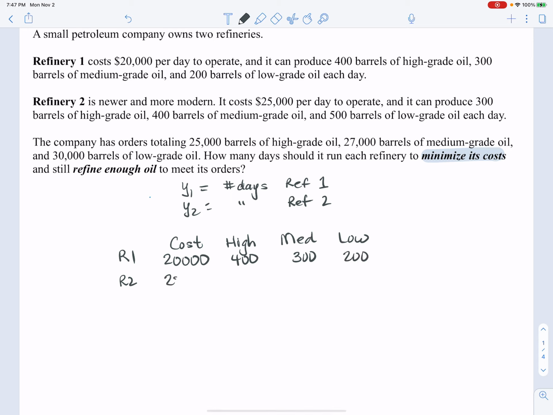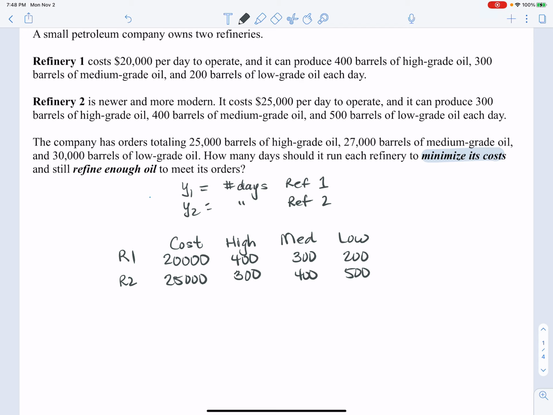Refinery 2, a little bit more expensive to run. It produces 300 barrels of high-grade oil, 400 of medium, 500 of low. And the funny thing is, it looks like we're getting 700 barrels out of each, 700 barrels in total from all of them.